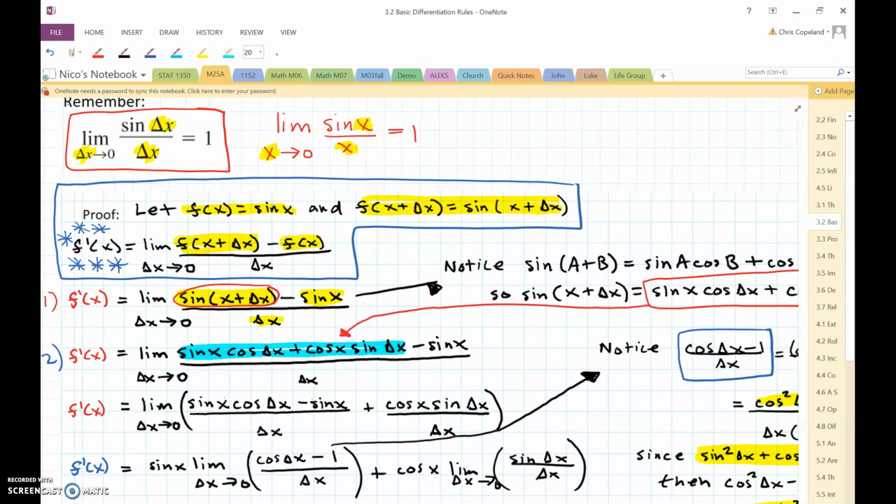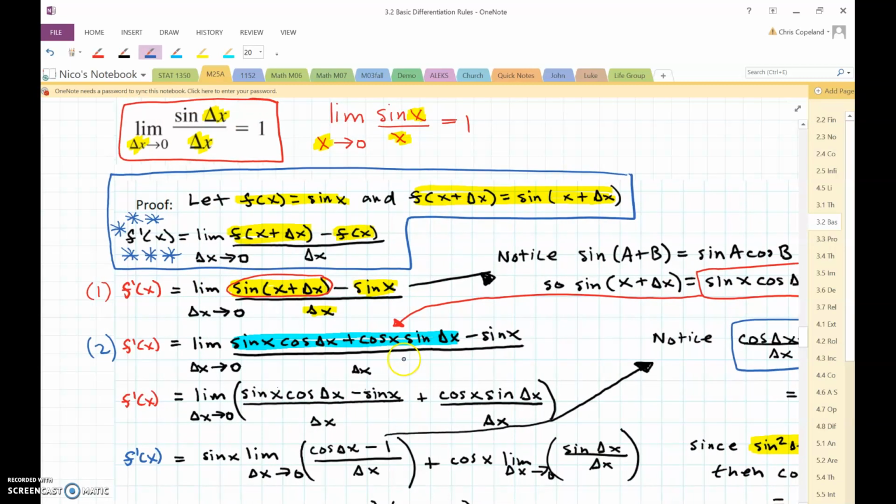Step number 3, we're going to rearrange this function here. Okay, so I've got sine x cosine delta x, and then I'm going to move negative sine x over here, and then I'm going to put cosine x sine delta x over there, and I'm going to separate this with an addition sign, and then both of these are going to be divided by delta x. So that's going to be step 3.